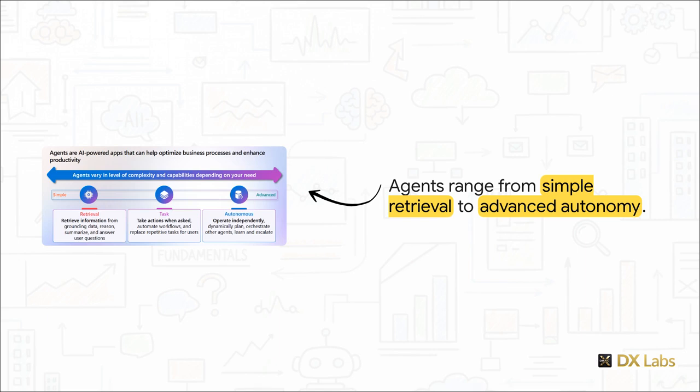On the simple end, they perform basic data retrieval, basically answering user questions based on a specific set of grounding data. In the middle, they can take action and automate multi-step workflows. And on the far advanced end, they operate completely autonomously, orchestrating other agents and dynamically planning tasks. Memorizing this spectrum from simple retrieval all the way to advanced autonomy is a must for your exam prep.